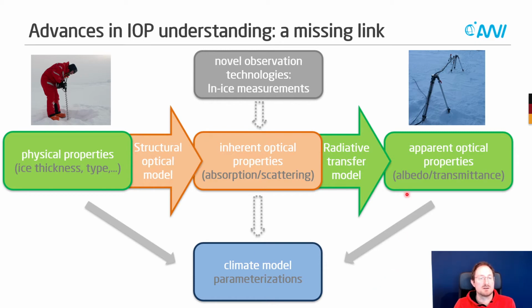So there is this missing link in between, and this is the inherent optical properties, so the absorption and scattering properties of the sea ice that get linked by a structural optical model to the physical properties, and with those we could compute with a radiative transfer model also the apparent optical properties to really create true feedback loops here for the model. The problem is we know very little on these two parts, so we need novel observation technologies and particularly in ice measurements to learn more about the material properties of sea ice.